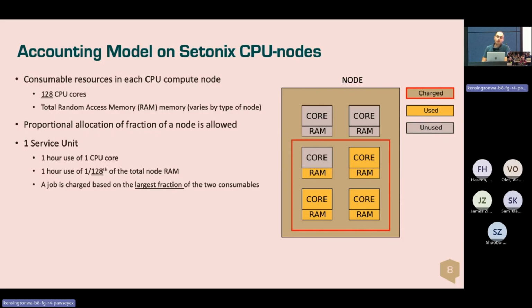Well, I must say, on Cetonix you can actually request a fraction of a node. So your job doesn't have to use the entire node or all the GPUs on a single node. You can request one CPU core, or you can request one single GPU and a few cores. You can ask for a fraction of a node essentially, and you'll be charged for that. We call that fractional usage of a node. However, this fraction does not depend only on the number of cores, but also on the memory you're using.